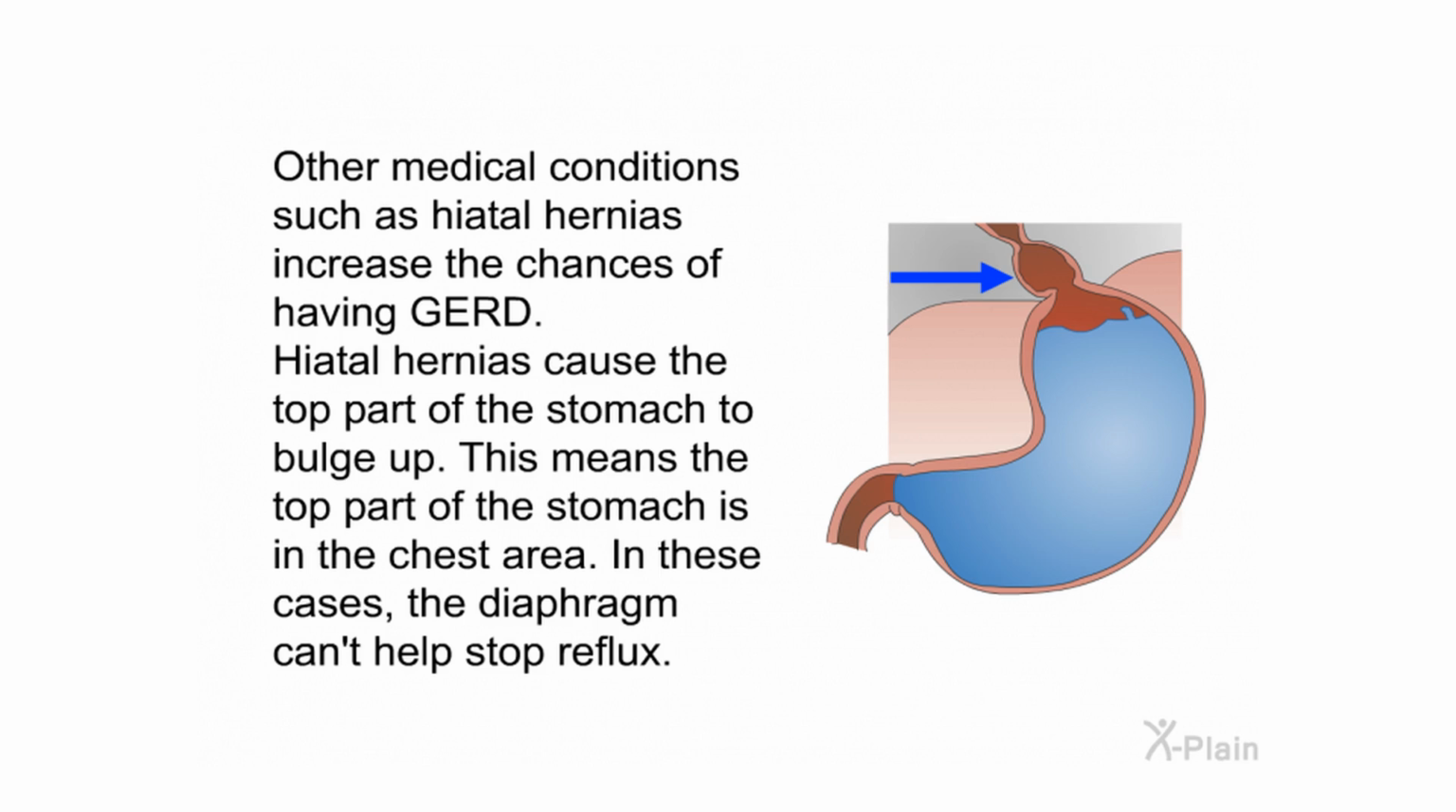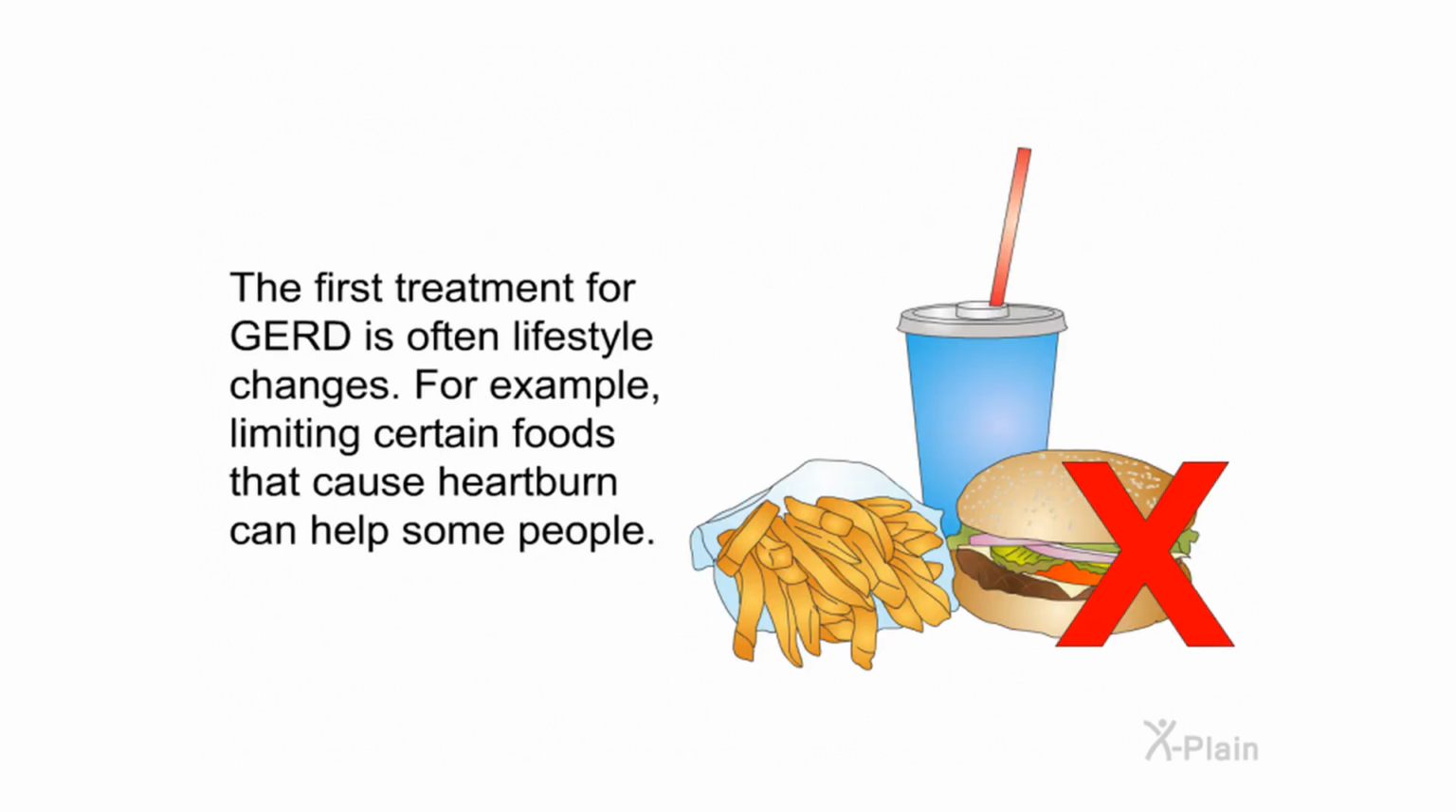Hiatal hernias cause the top part of the stomach to bulge up. This means the top part of the stomach is in the chest area. In these cases, the diaphragm can't help stop reflux. The first treatment for GERD is often lifestyle changes. For example, limiting certain foods that cause heartburn can help some people.